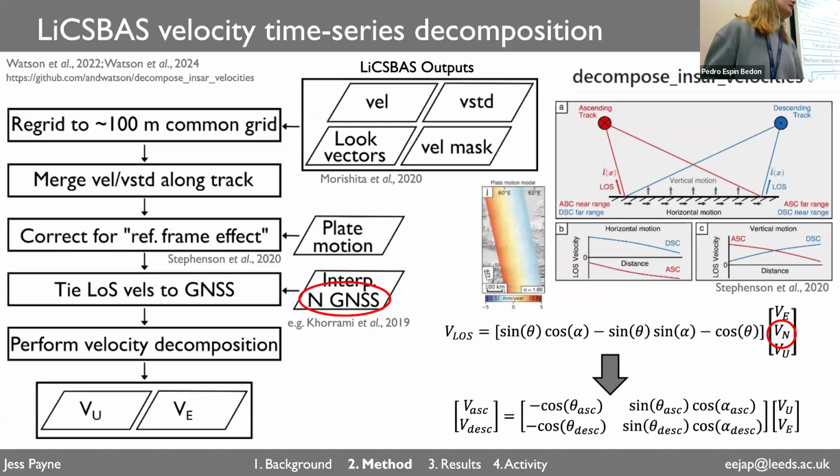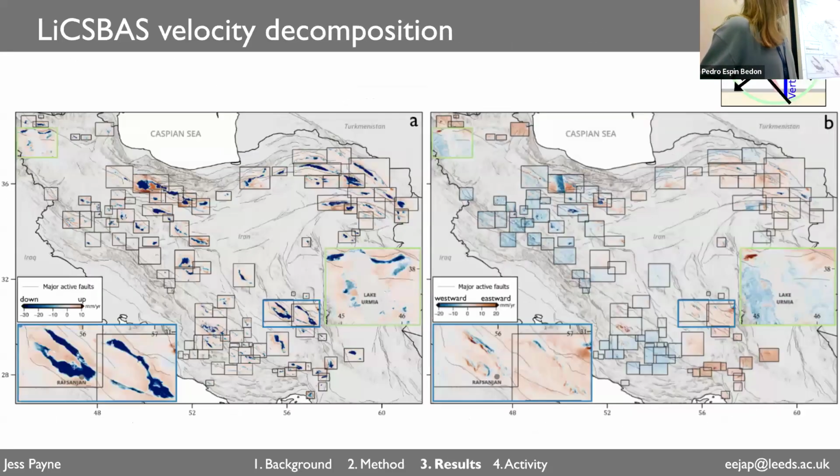Also, the north GNSS field is a lot coarser in space than the other velocities, so that's something to bear in mind. Then you form the velocity decomposition, and this is the sort of result we get for Iran. The vertical ones you've already seen, and the east-west ones are on the right.